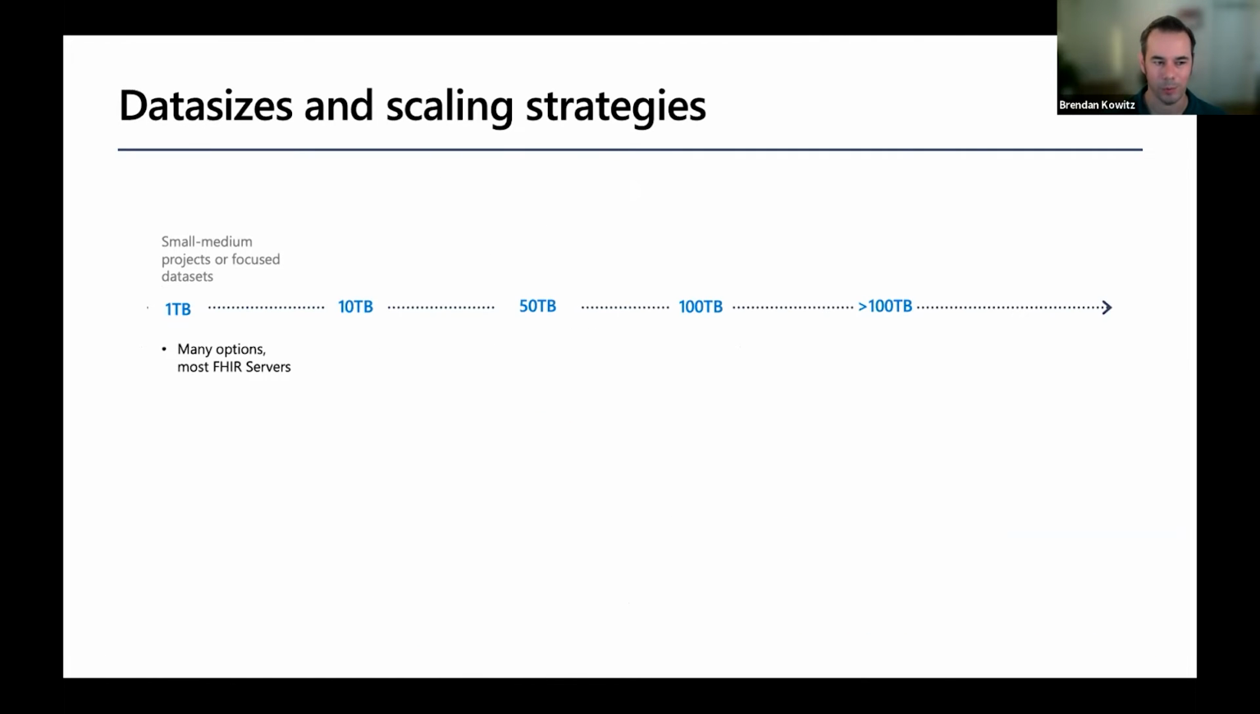So I wanted to try to put some numbers behind what data sizes mean, and how does that affect scaling with FHIR? So I started off with 0 to 1 terabyte. These are all in ranges. Think of this as a journey.